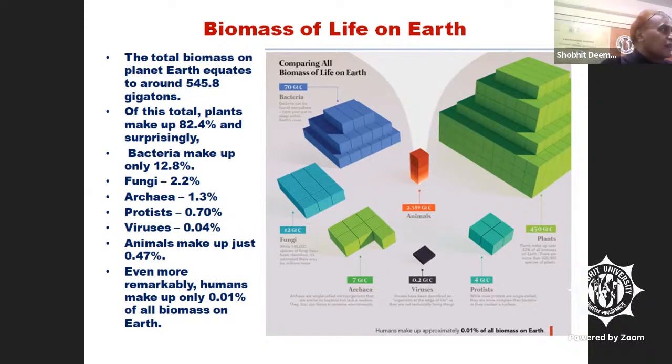Everything. And you cannot move. You cannot walk. You will not be able to get anything. You keep on raising the plants. You keep on raising the biomass, green biomass. But if the microbes are lost, everything will be lost.